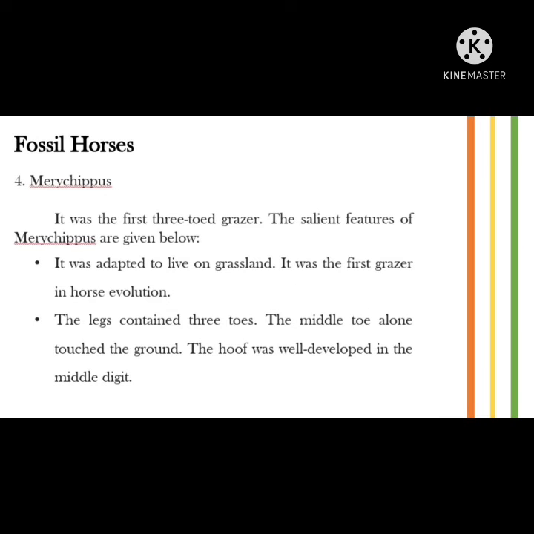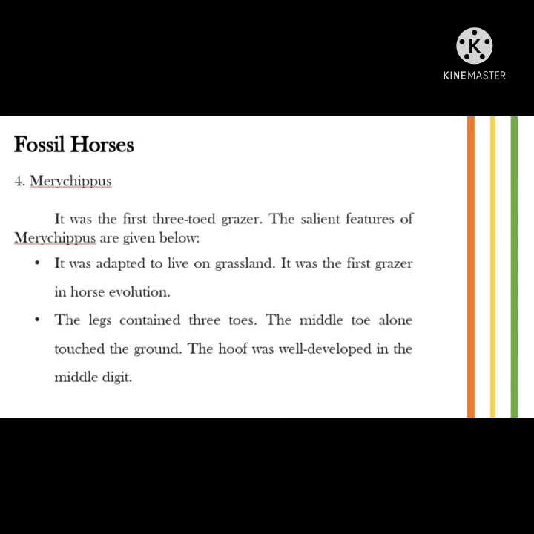Then, Merychippus. Merychippus means that we are getting nearer to the current form of horses as more of those evolutionary trends took place. Merychippus was the first three-toed grazer. Iba ang Merychippus sa ancestor nila, kaya ang Merychippus mas adapt sila sa grassland, while yung mga nauna sa kanya ay sa forest. Kaya browser sila, samantalang grazer naman ang Merychippus. Ang Merychippus ang first grazer in horse evolution.